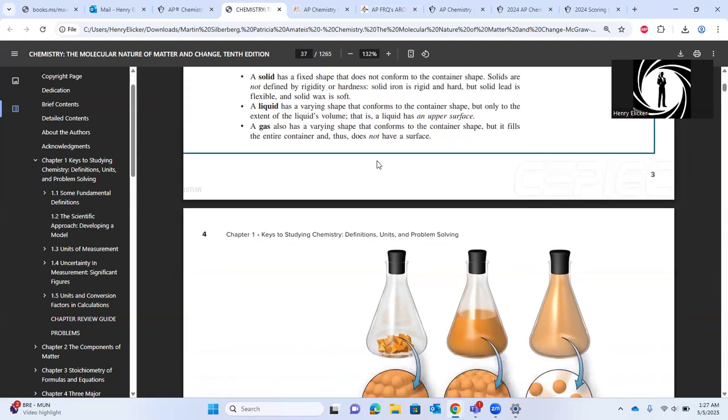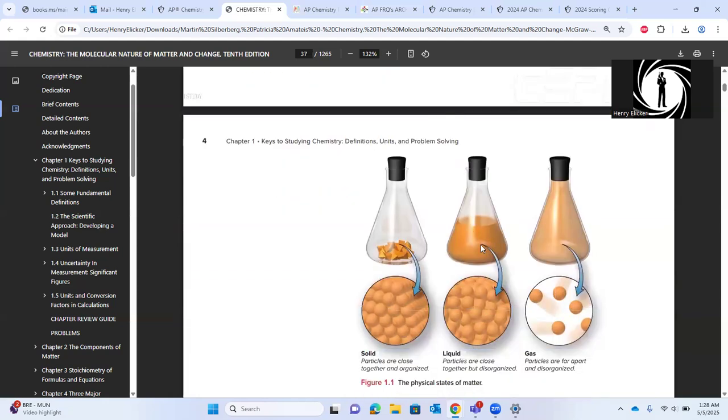All right, what about a liquid? Well, it's something that has a varying shape, and that means it conforms to a container. For instance, if you pour water into a square-shaped glass, it's going to look square. If you pour it into this beaker here, it's going to look like the shape of the beaker. But notice it has an upper surface, so it doesn't take up the entire beaker. What about a gas? It conforms to the container, but it has no surface because it fills the entire container.